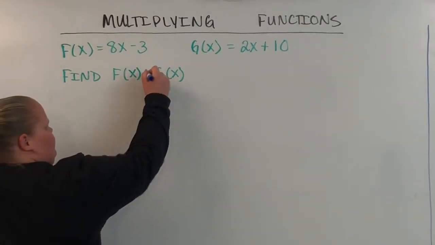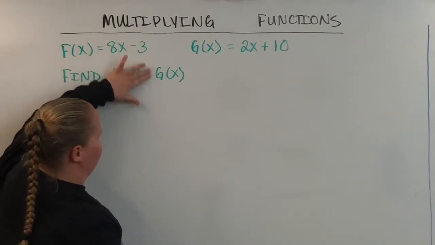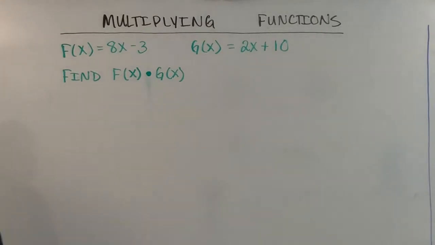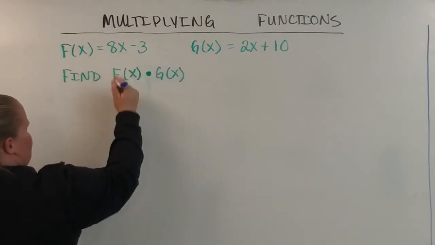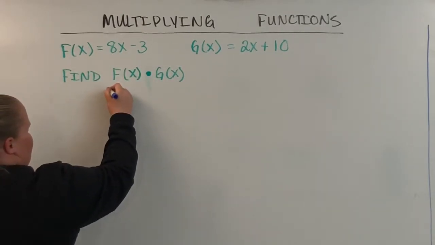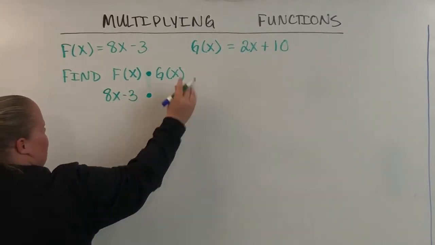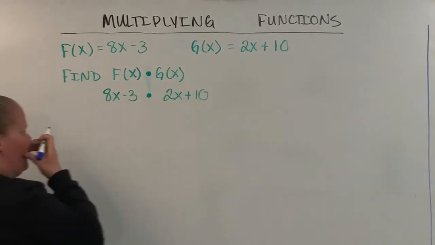A composition has an open circle, right? But this one is a filled in little dot. So that means multiplication. Okay, it's different. So again, the order matters. F of x comes first, so I'm going to write that down. I have 8x minus 3 times g of x, which is 2x plus 10.